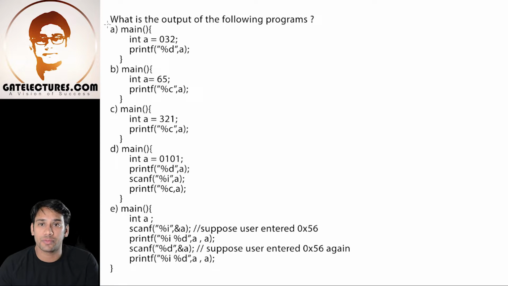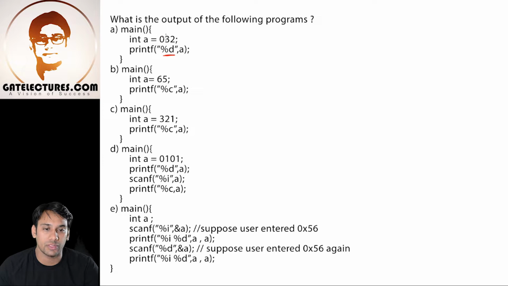So consider these programs. We have to find out what is the output of these programs. The first program is int main, int a is equal to 032, and we have a printf statement. This printf statement is printing the output in %d, right? This kind of program looks very easy, but there's a trick here.